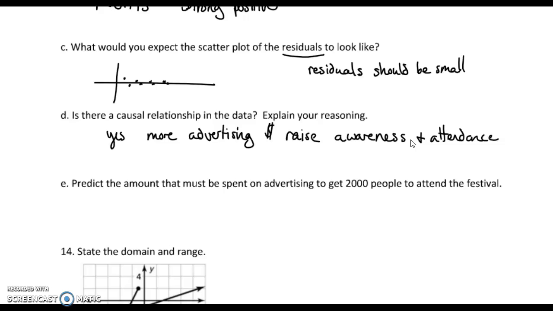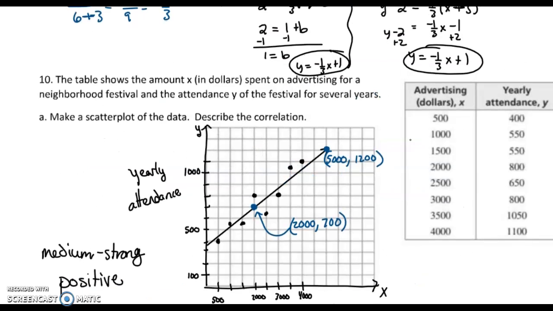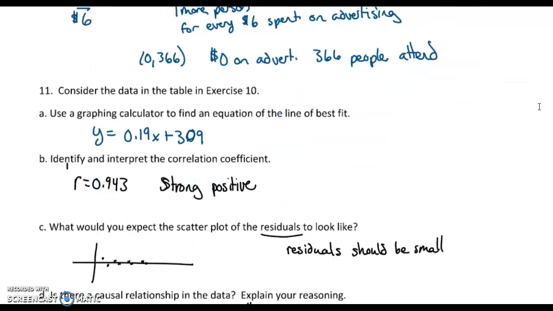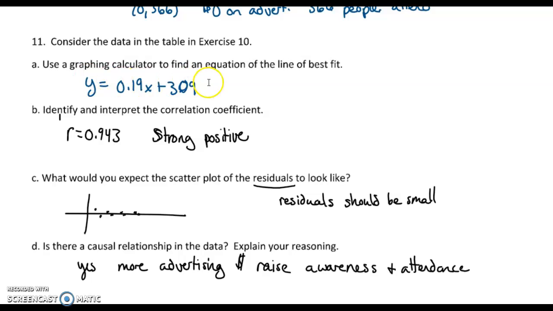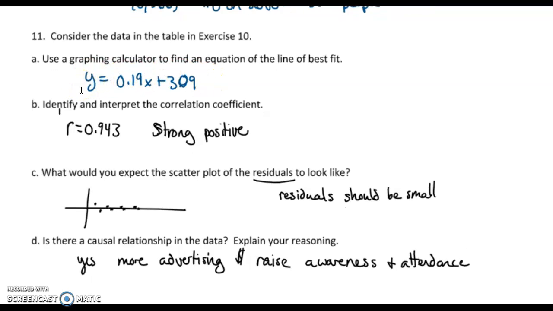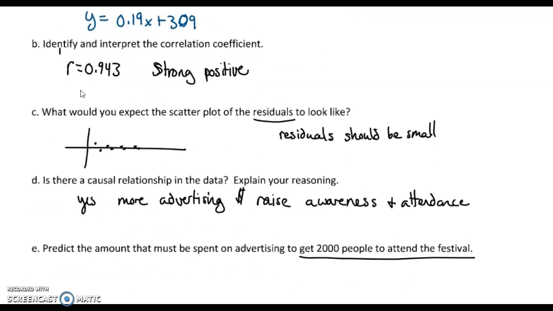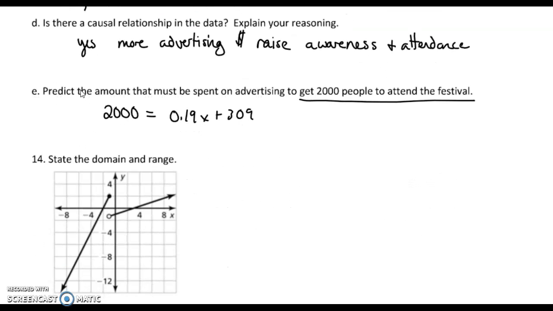So it says predict the amount that would be spent on advertising to get 2,000 people to attend the festival. Well, remember, the number of people in attendance is y, so we know that 2,000 goes in for y. So we're going to take our equation, the equation from right here, and we're going to put 2,000 in for y. So it's going to be 2,000 equals 0.19x plus 309.